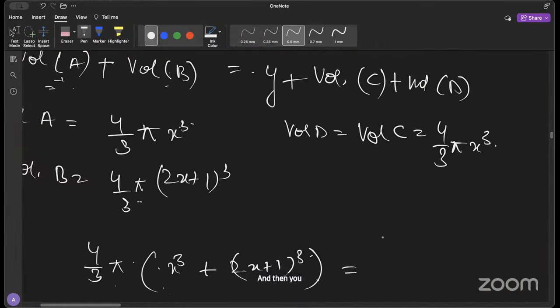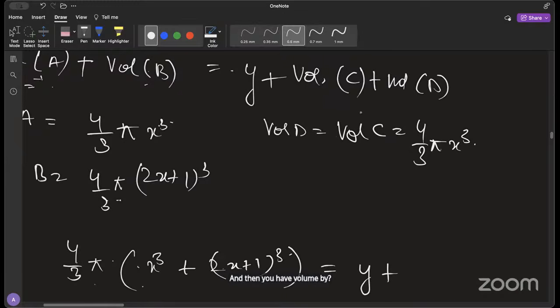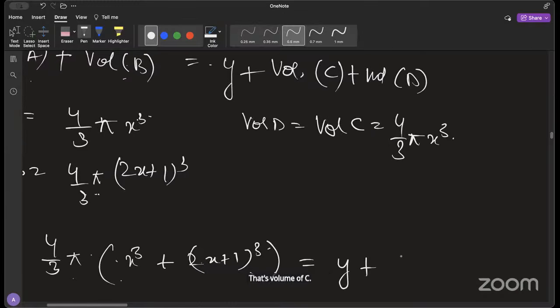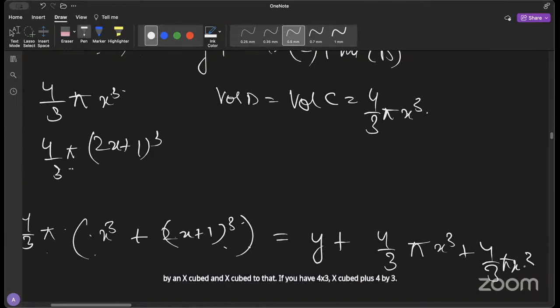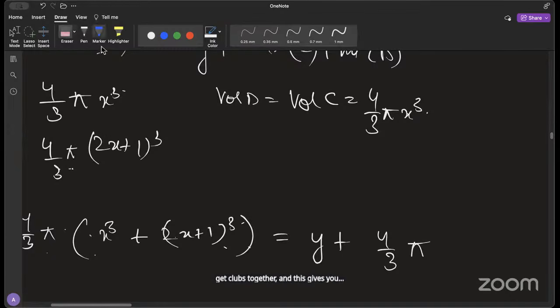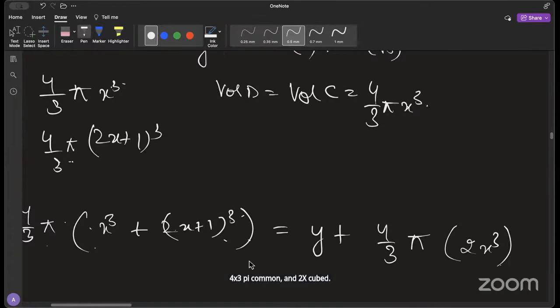And then you have y plus volume of C, which is 4 by 3 pi x cube, two times, right? You have 4 by 3 pi x cube plus 4 by 3 pi x cube. So they just get clubbed together, and this gives you 4 by 3 pi common and 2x cube, right? This is it.